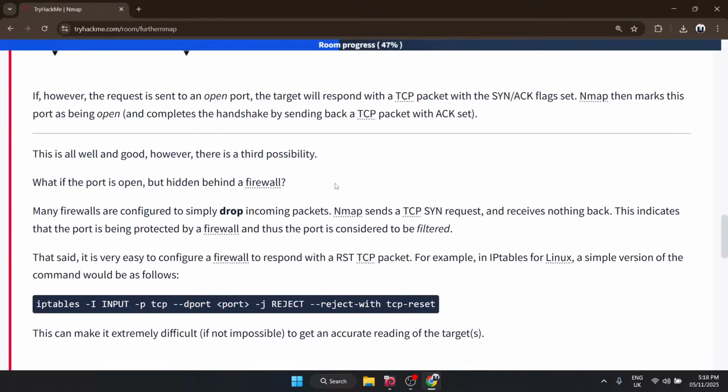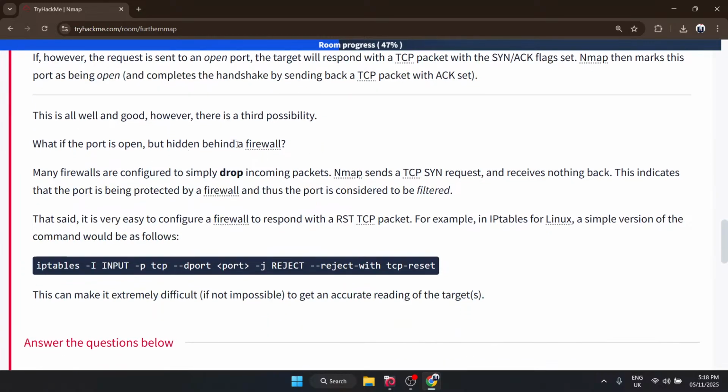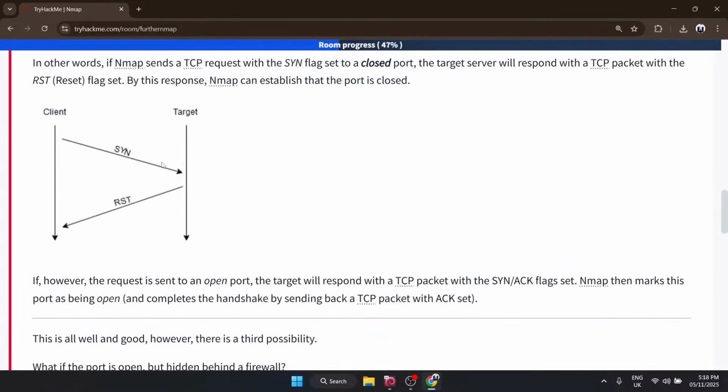However, there is a third possibility as well. That is your firewall. We talked about filtered ports and everything. Many firewalls are also configured to simply drop the incoming packet. Nmap sends a TCP SYN request and receives nothing back. Like for example, your Nmap is sending a SYN request to the target on a specific port, and it will just take the SYN packet, but it does not reply with any packet. It does not reply with reset, it does not reply with anything.